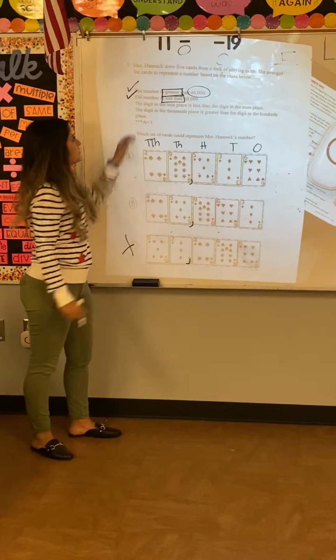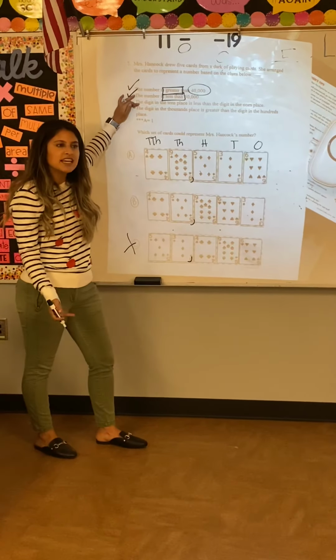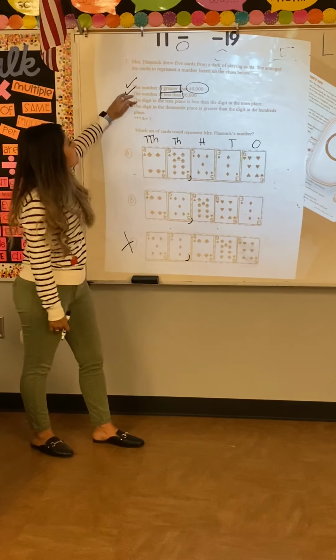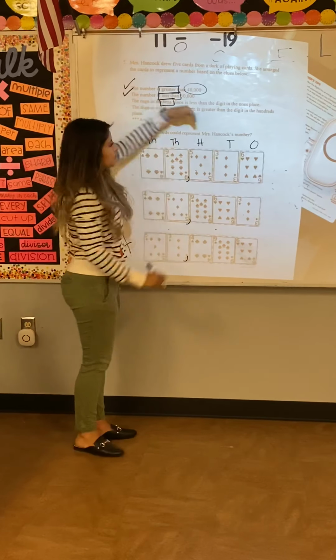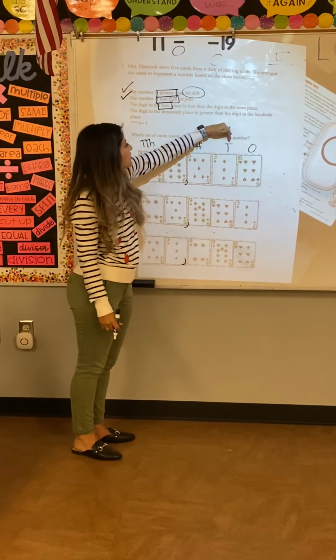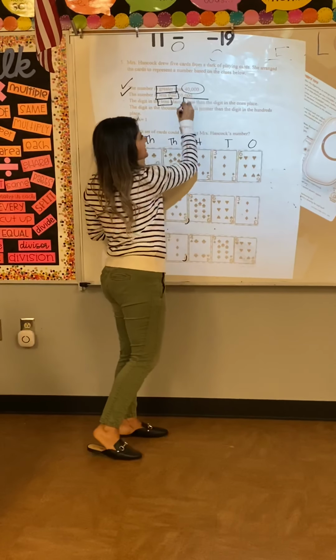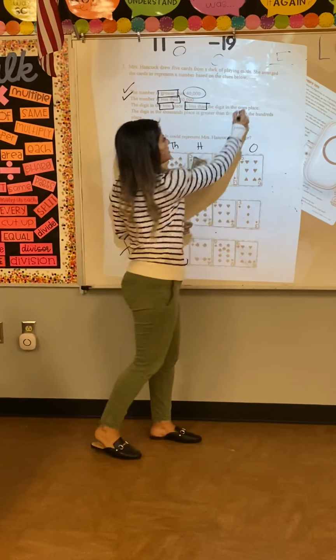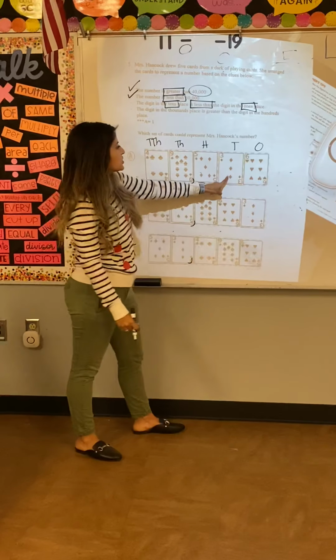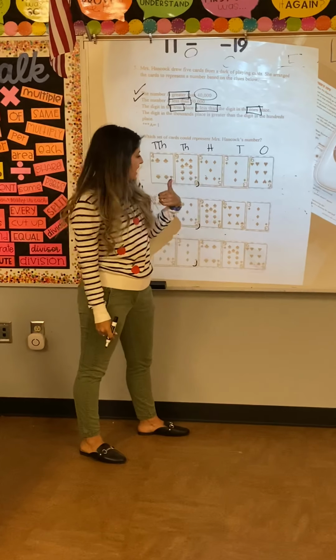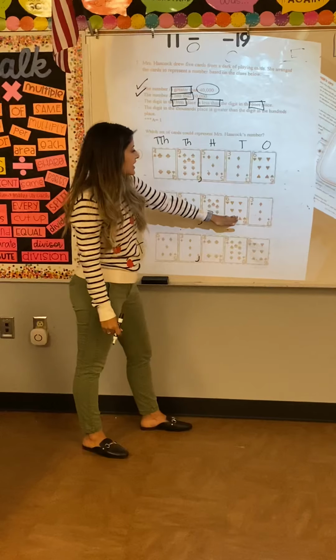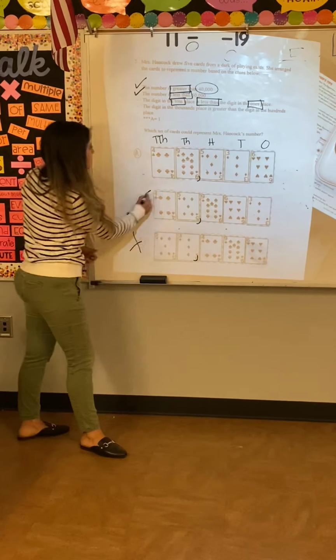Now, our next clue, the digit. Now, we know a digit is a number 0 through 9. The digit in the tens place, so we would find our tens place value. The digit in the tens place is less than, smaller than the digit in the ones place. So, is 3 smaller than 6? Yes. Is 6 less than 3? No, so we would eliminate it.